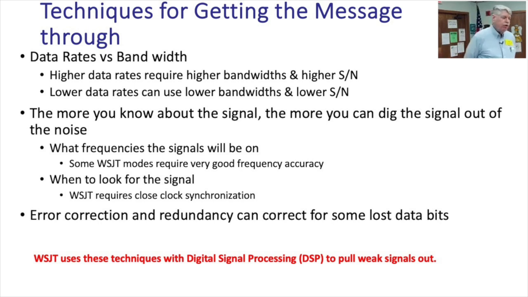So we've got the noise we have to deal with, and we want to get our signal across. So how do we deal with that? Well, there are some things that play into this. If you want high data rates, then you need a larger bandwidth and a higher signal-to-noise ratio. Alternatively, if we aren't so concerned about speed, we can send at a lower data rate and at a narrower bandwidth, and that can improve our signal-to-noise ratio.